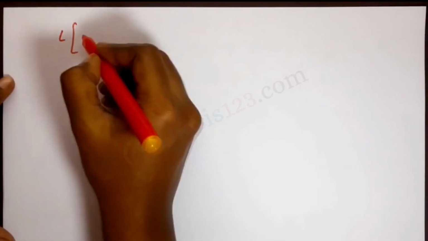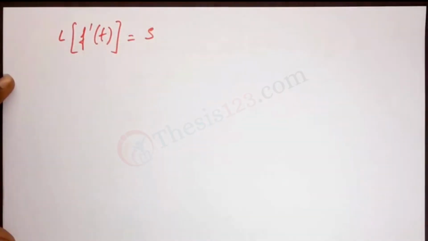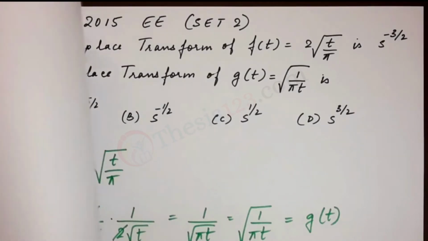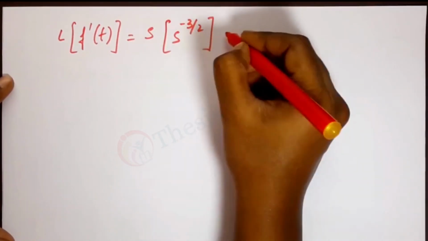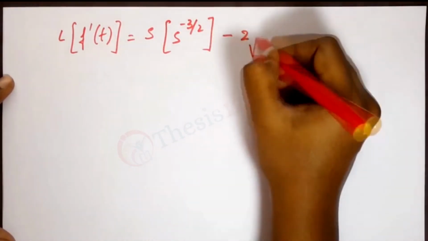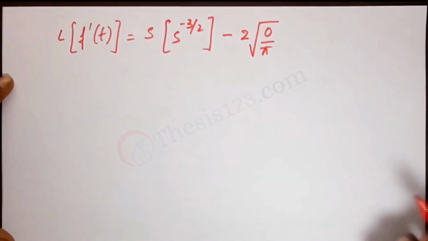So the Laplace transform of g of t is the Laplace transform of f dash of t. So the first thing is s into, the formula says, Laplace of f of t. Laplace of f of t is already given to us in the question as s to the power of minus 3 by 2, right? S to the power minus 3 by 2 minus f of 0. Now what's f of 0? 2 into root of t by pi. So t is 0 by pi, which is 0.